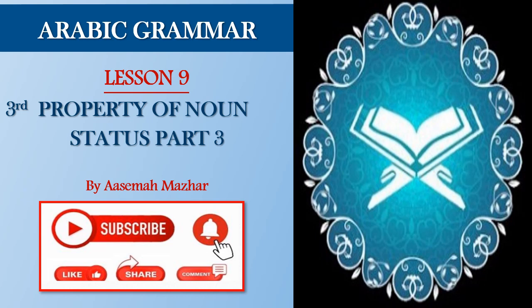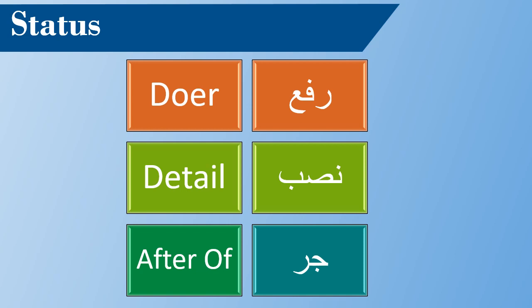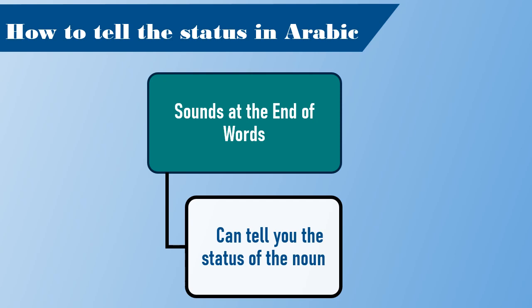In the last two lessons we covered the topic of status. Today we'll try to dig deeper and discover more information about status. We learned that a doer is rafa, a detail is nasb, and the word that comes after "of" has status of jar. We can tell the status in Arabic simply by observing the sound at the end of the word.